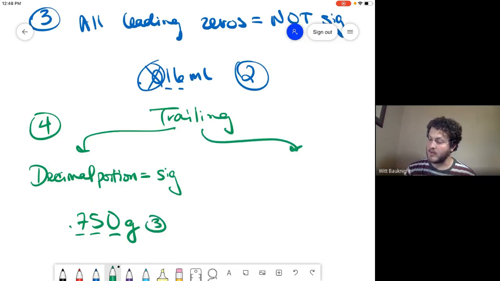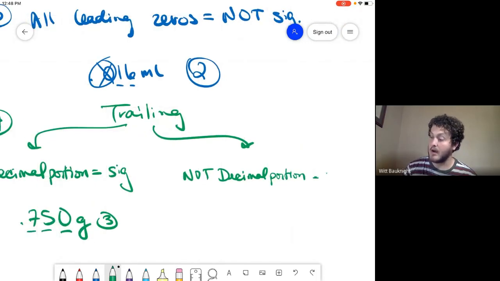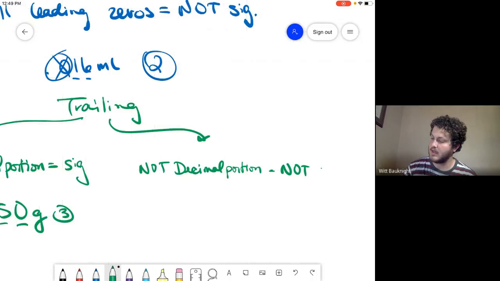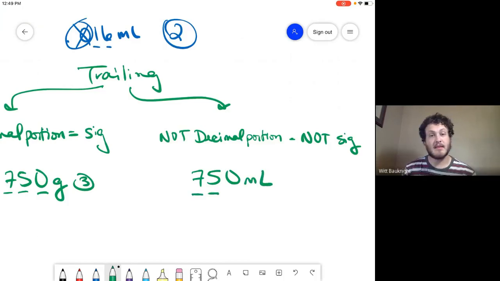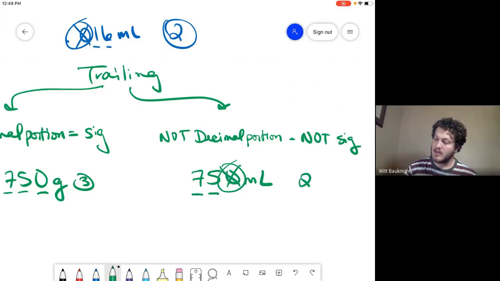But if we have a zero that's not in the decimal portion of a number, it is also not significant. Example, let's take what looks like the same number, but 750 milliliters. I would say that these first two are significant. Why? Because of rule number 1. But this trailing zero is not in the decimal portion, so it is not significant. This has two significant values.